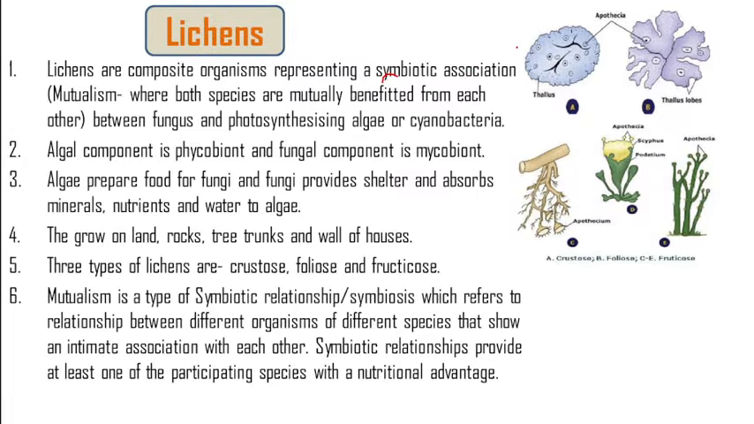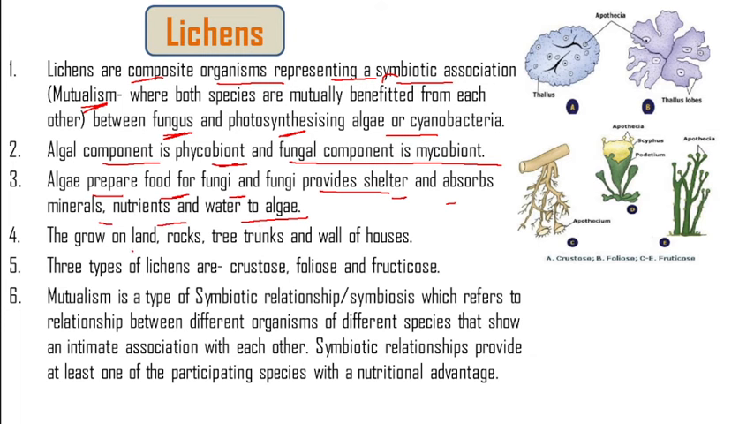Lichens. Ma'am will show you the actual image of lichen or the diagram of lichen. You have to identify that these are the lichens, which are composite organisms representing a symbiotic association, which is mutualism, in which both the organisms benefit from each other. It's a relationship between a fungus and a photosynthesizing alga or cyanobacteria. The algal component is called phycobiont, whereas the fungal component is called mycobiont. The alga prepares the food for the fungus, and the fungus provides shelter and absorbs minerals, nutrients and water for the alga. They grow on land, rocks, tree trunks and walls of houses.